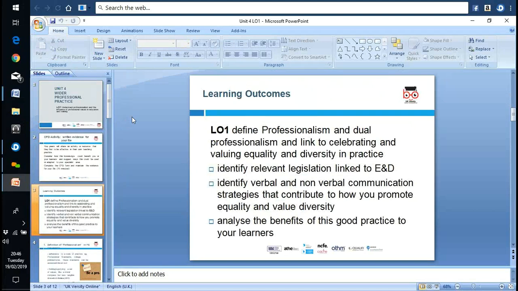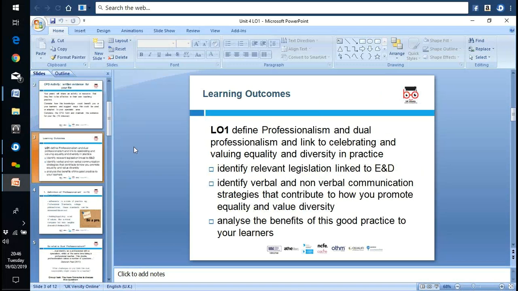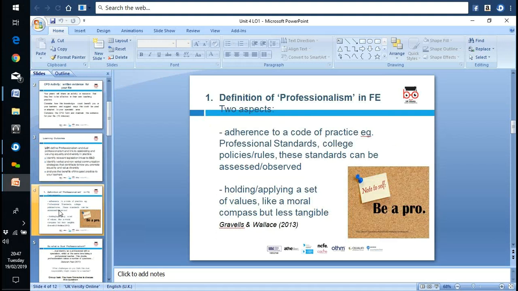No problem. This is learning objective 1. So it's looking at defining professionalism, dual professionalism, linked to celebrating and valuing equality and diversity in practice, identifying relevant legislation that's linked to equality and diversity, and identifying verbal and non-verbal communication strategies that contribute to how you promote equality and diversity and value diversity, and analyse the benefits of good practice for your learners. Be a pro, what does that mean?